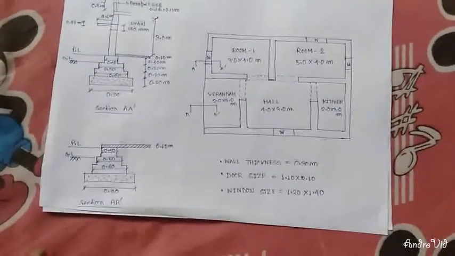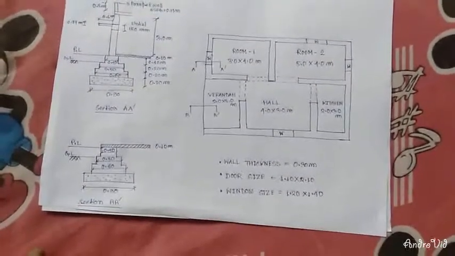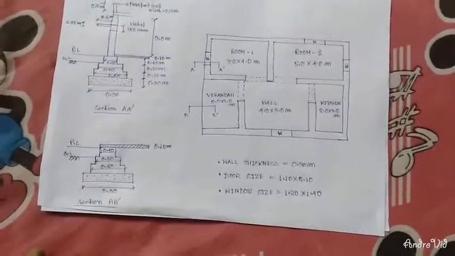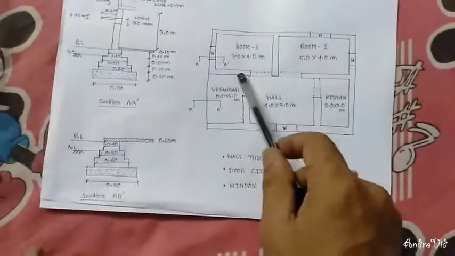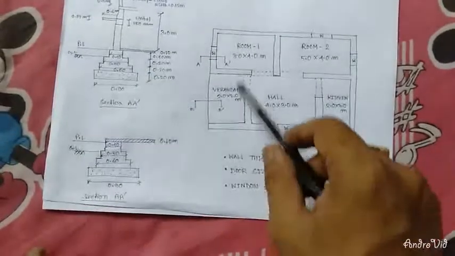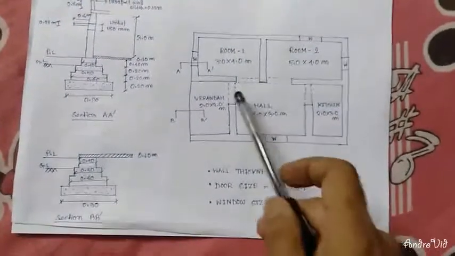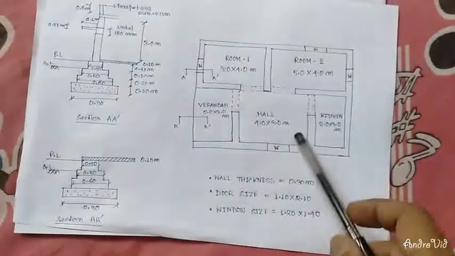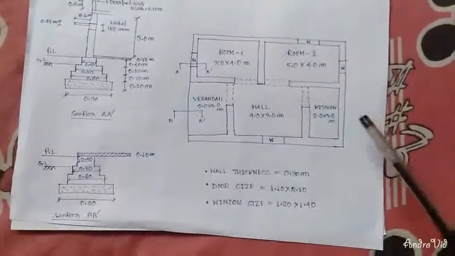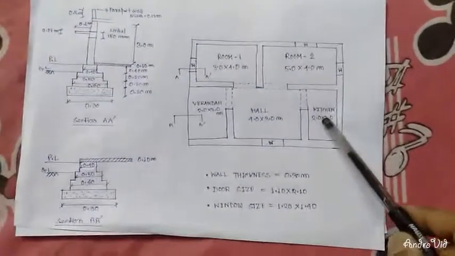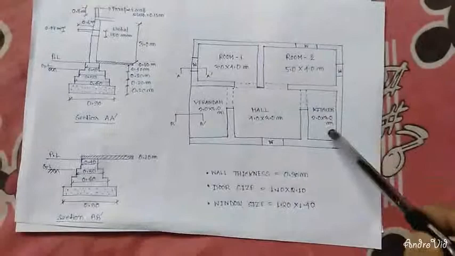Similarly, the dimension of the veranda is 2 into 3: vertical dimension 2 meter and horizontal dimension 3 meter. For the hall, it is given 4 into 3 meter, so 4 meter for horizontal and 3 meter for vertical. And for the kitchen, that is 2 into 3 meter, so 2 meter for this side and 3 meter for this side.